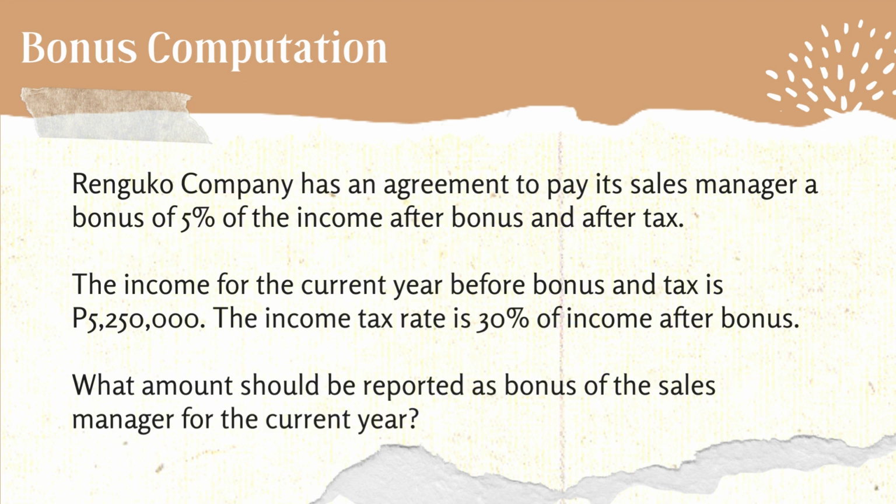And then problem number 2, still bonus computation. Renguko company has an agreement to pay its sales manager a bonus of 5% of the income after bonus and after tax. The income for the current year before bonus and before tax is 5,250,000. The income tax rate is 30% of income after bonus. Question: what amount should be reported as bonus of the sales manager for the current year? So let's find B.